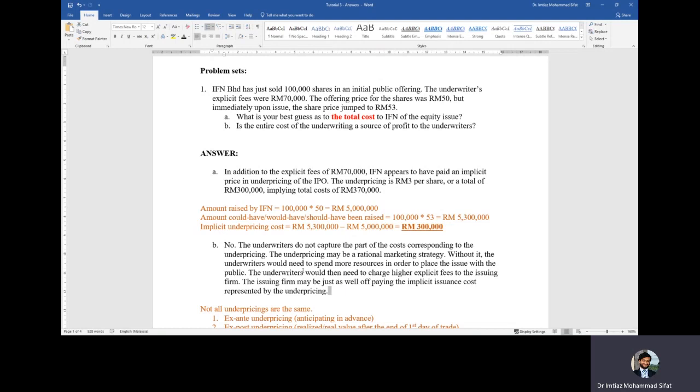So the amount that the company raised was 5 million, but the amount that they could have raised if they floated the shares at 53 ringgits per share would have been 5.3 million. So the implicit cost of the IPO, or the underpricing cost, would be the difference of 300,000 ringgits. So to recap, the explicit fees are 70K, and the implicit cost is 300K.